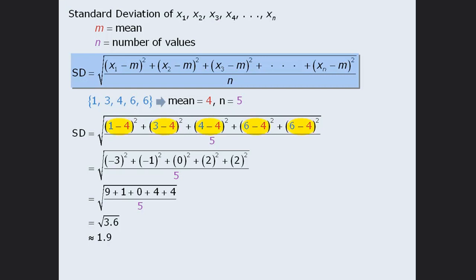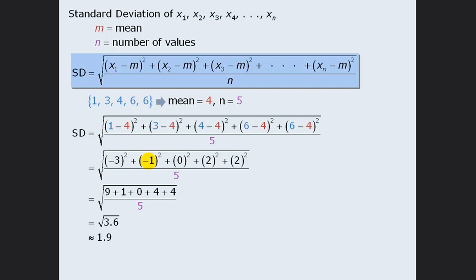To begin, notice that the information inside each bracket here is telling us how far each number in the set is away from the mean. For example, here we are finding the difference between 1, the first number in the set, and the mean, which is 4. When we subtract these values, we get -3. So essentially, the first number, 1, is 3 units away from the mean of 4. Similarly, this -1 here is telling us that the second number in the set, 3, is 1 unit away from the mean of 4.